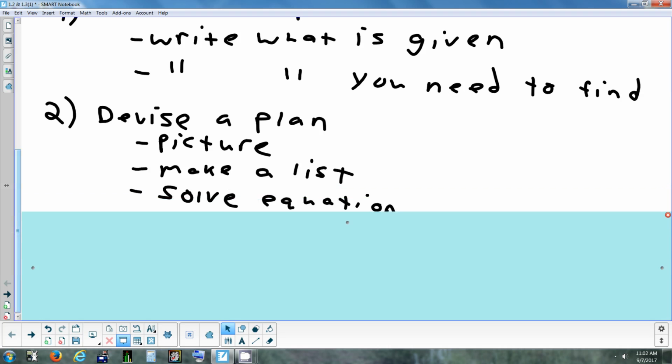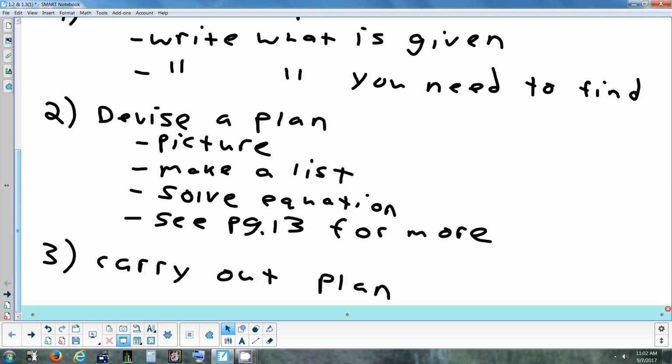Sometimes writing down an equation, like you might draw a picture of a situation and then use an equation. Maybe you draw a triangle and then use the Pythagorean theorem. So it depends. Every problem's a little different. And page 13 in your book mentions even other strategies for solving problems.